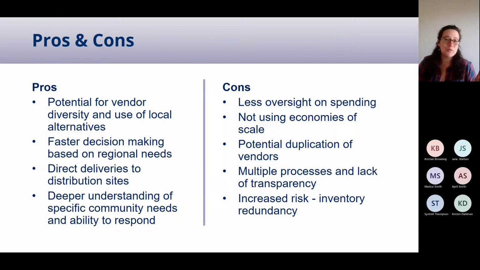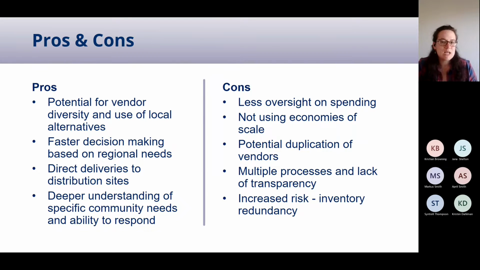Great. So moving on to the actual pros and cons. Potential for vendor diversity and the use of local alternatives. Different organizations might opt to work with different vendors and have access to local alternatives, such as a local grocery store chain or distributor that other partners might not have access to. Faster decisions based on regional needs. Both of these points go to what Christian from Virginia was saying in terms of being able to really tailor your program and your procurement to the needs of your local community. With this, you're also able to set up direct deliveries to distribution sites, and thus able to get products out to the community likely on a faster timeline.